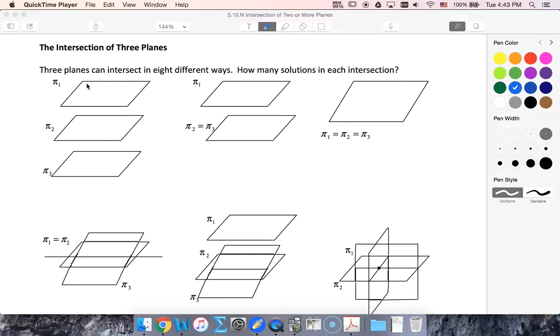In this video, we're going to talk about the ways that three planes might intersect each other. There's 8 different ways this can happen. So in the first situation, all 3 planes are distinct and parallel, so there would be no points of intersection.